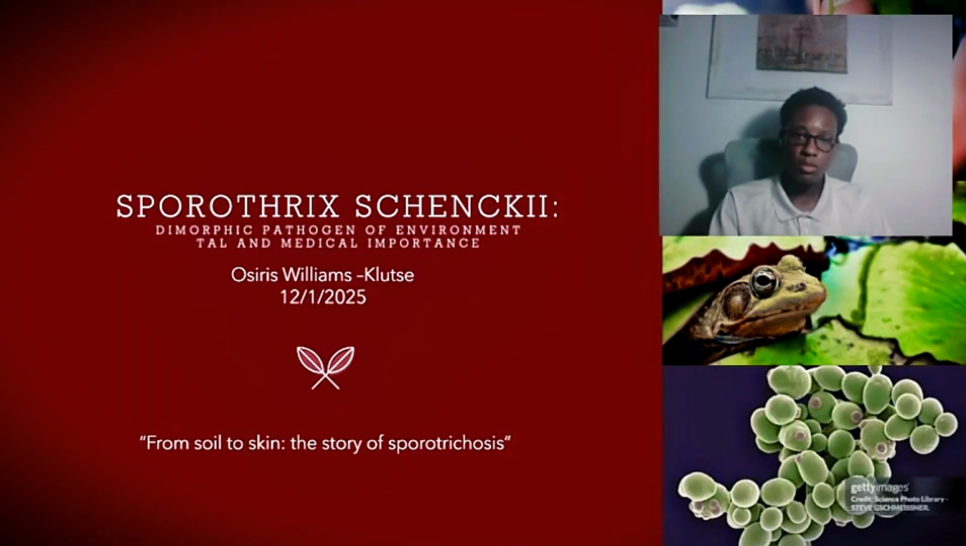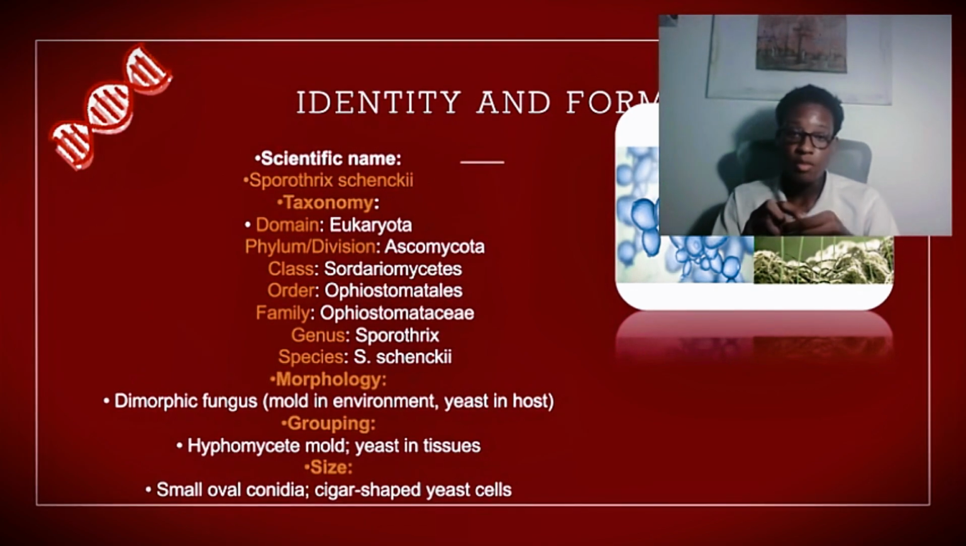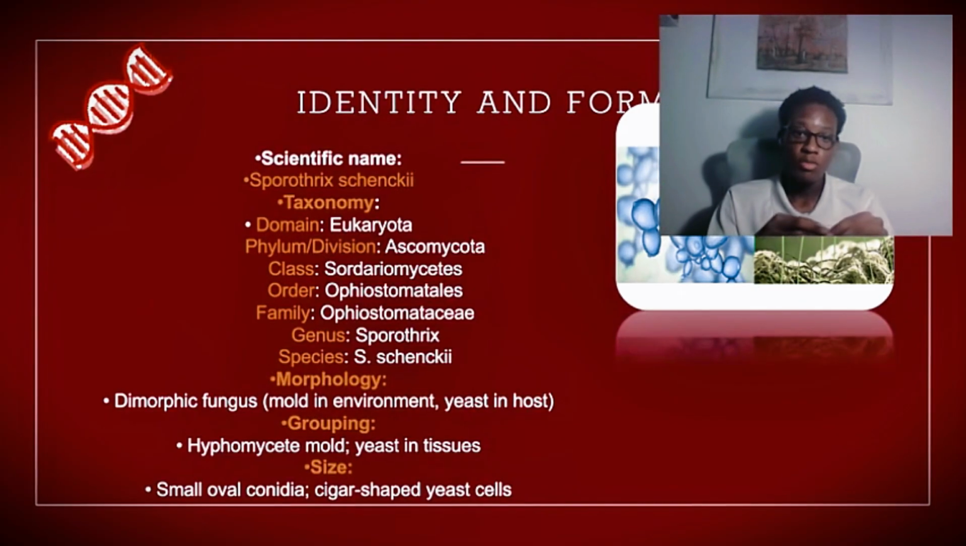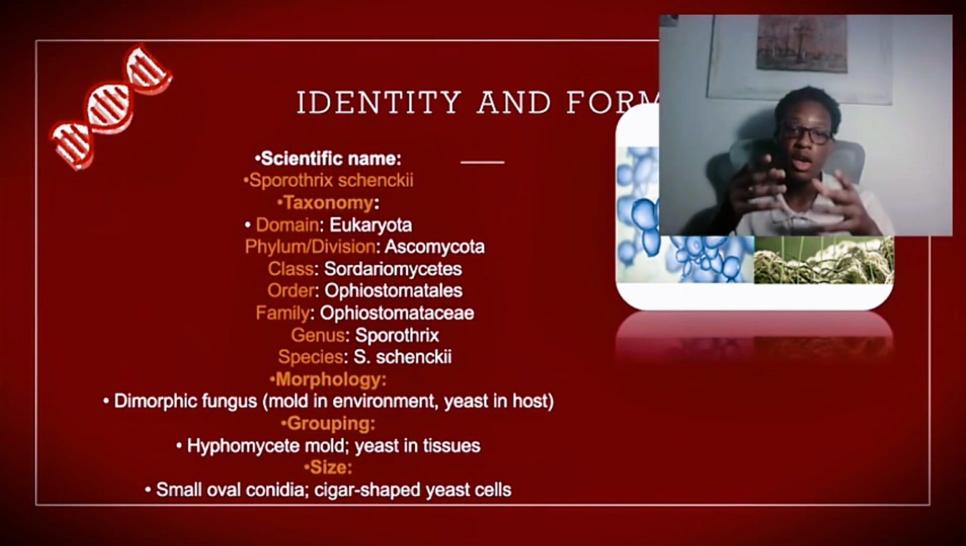First slide. Identity and form. Scientific name: Sporothrix schenckii. Taxonomy. Domain: Eukaryota. Phylum/division: Ascomycota. Class: Sordariomycetes. Order: Ophiostomatales. Family: Ophiostomataceae. Genus: Sporothrix. And species: S. schenckii.